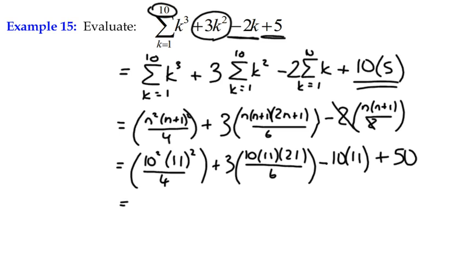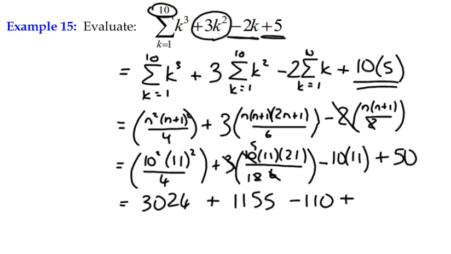That first 10 squared times 11 squared, and so on, gives us 3025. 3 lots of, again, we could simplify when we're doing our calculations so that we're doing a whole lot less. And we get 1155 minus 110, add 50. It gives us a total value of 4120.